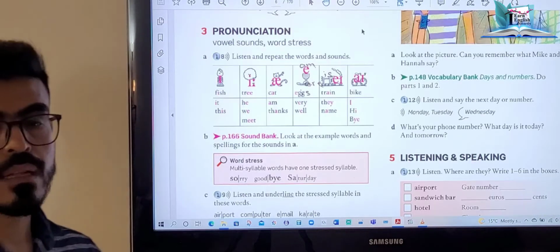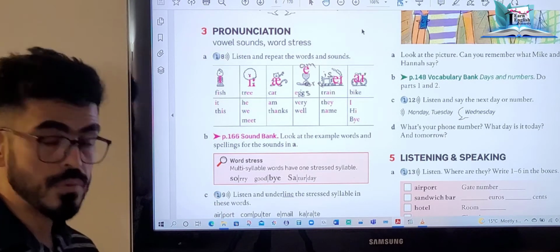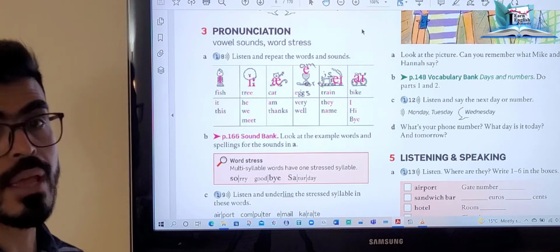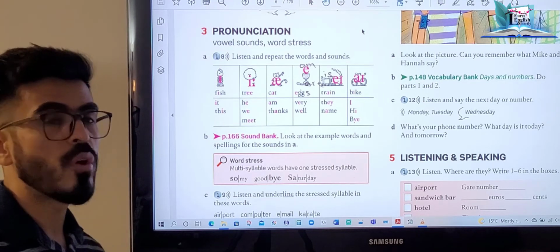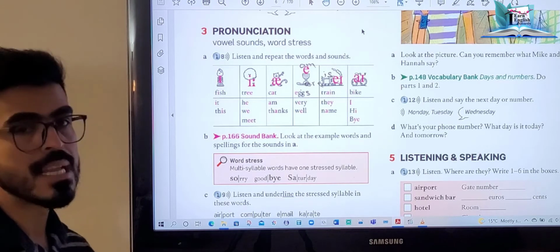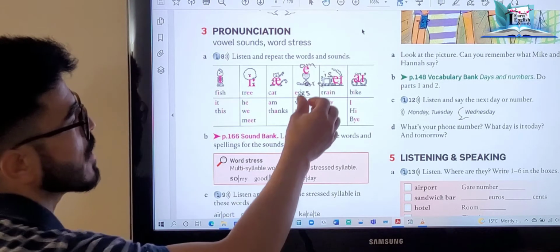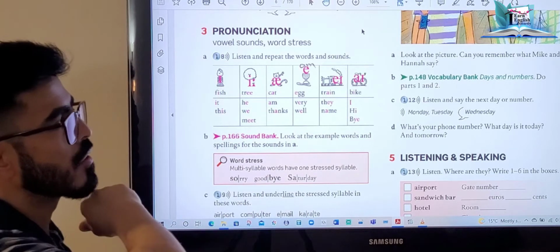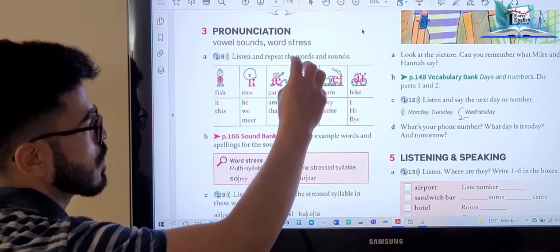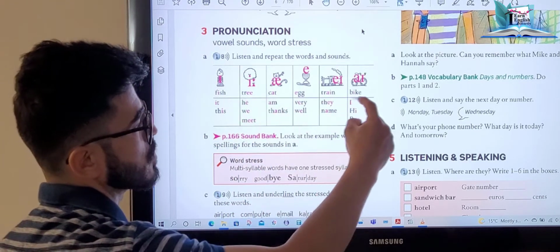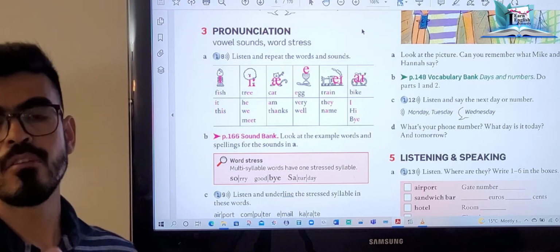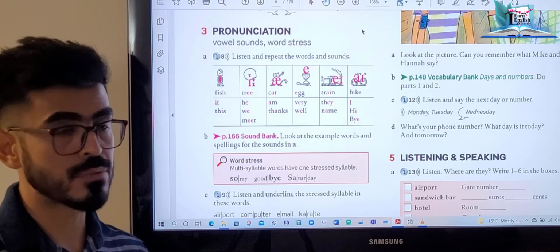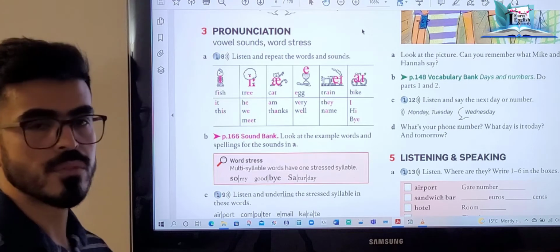That's good. Let's come to pronunciation. Some people say pronunciation, I think the best way to say it is pronunciation. 1.8. Listen and repeat the words and sounds. Okay, so as you are looking at these symbols, you can hear the sound in these words. I want you to listen and repeat after the sound, okay? I'm gonna play it two times for you and then you have to repeat it.